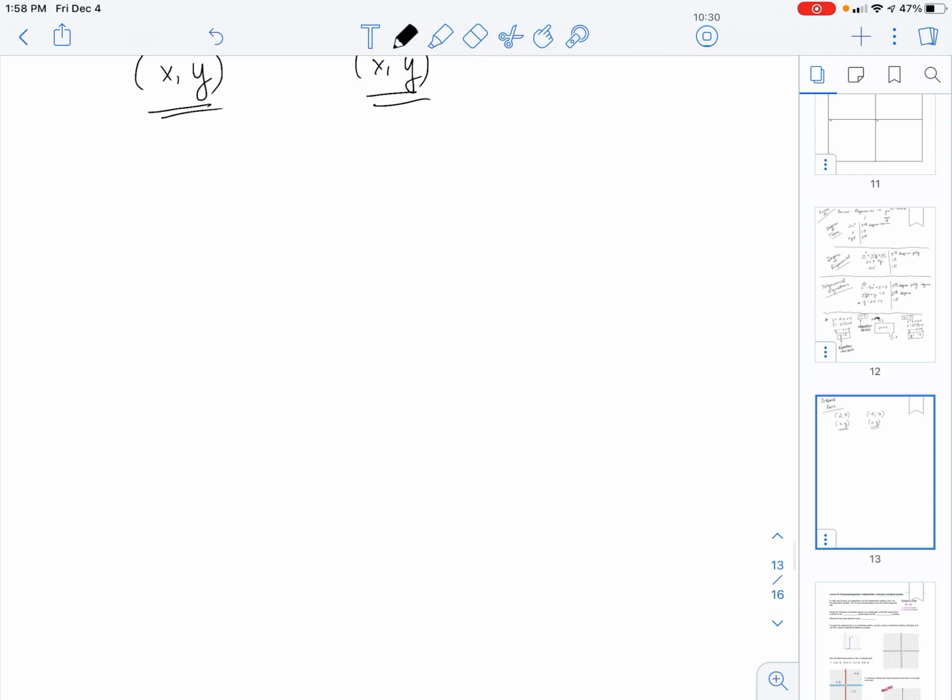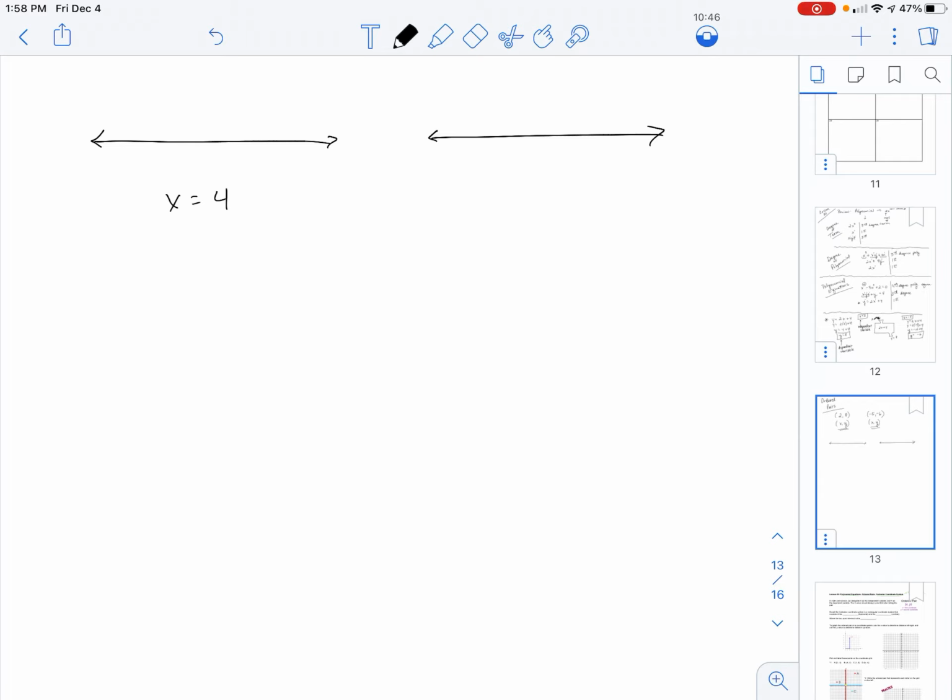Okay, now let's move on to the next part of the lesson, which is the Cartesian coordinate system. Now, we have already discussed things like here's a number line, here's another number line, and we could plot x equals 4 on one of them.